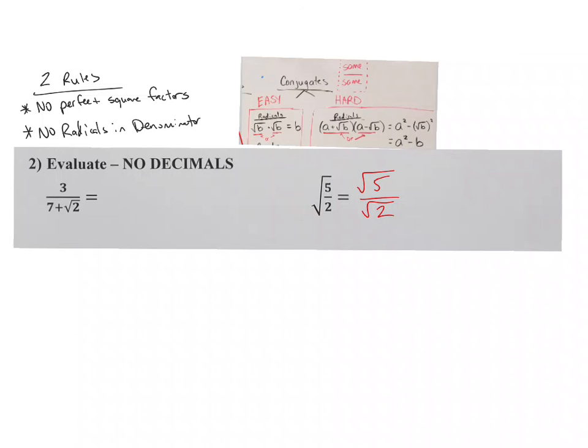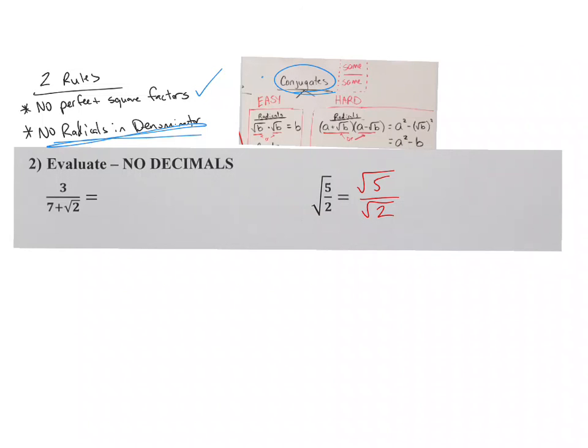But it is. So this one is done in terms of perfect square factors. There's not a perfect number that goes into 5. There's not a perfect number that goes into 2. The only reason we have to do any work is because we have a radical on the bottom. That's when we use conjugates.